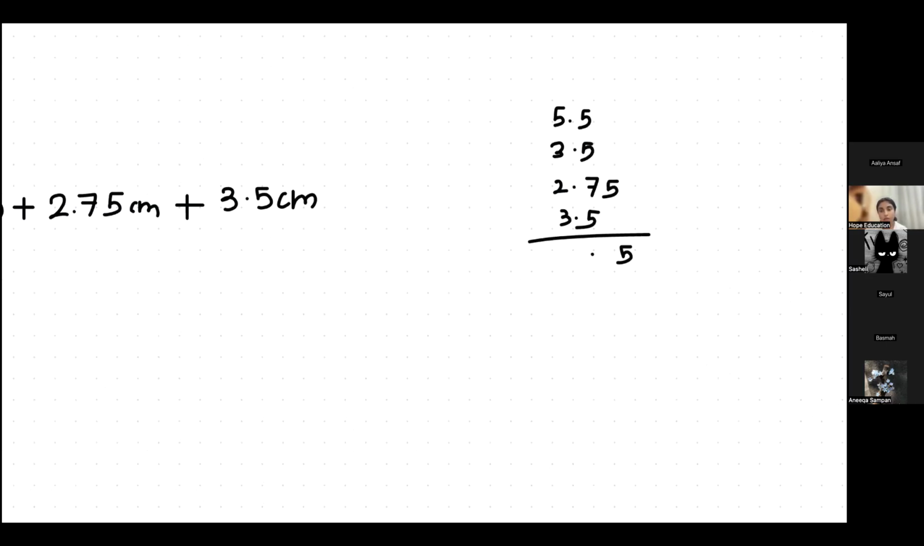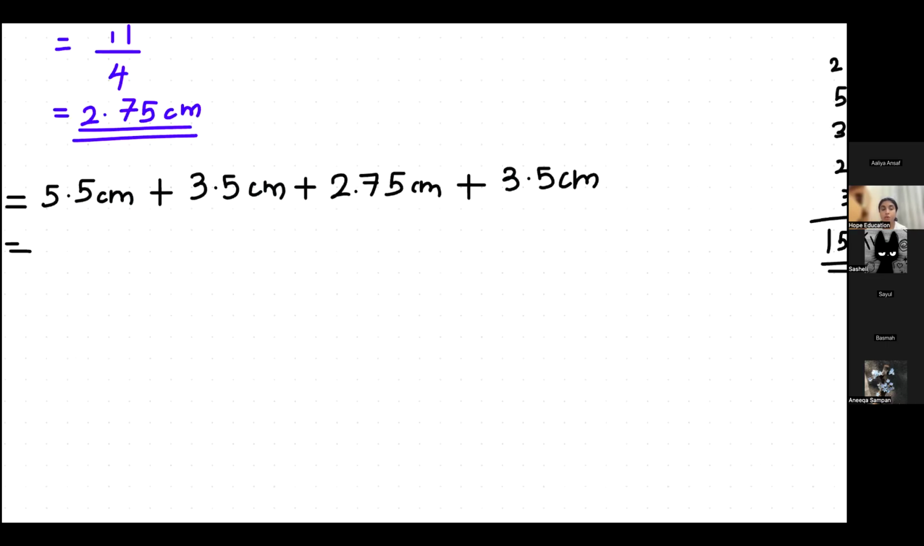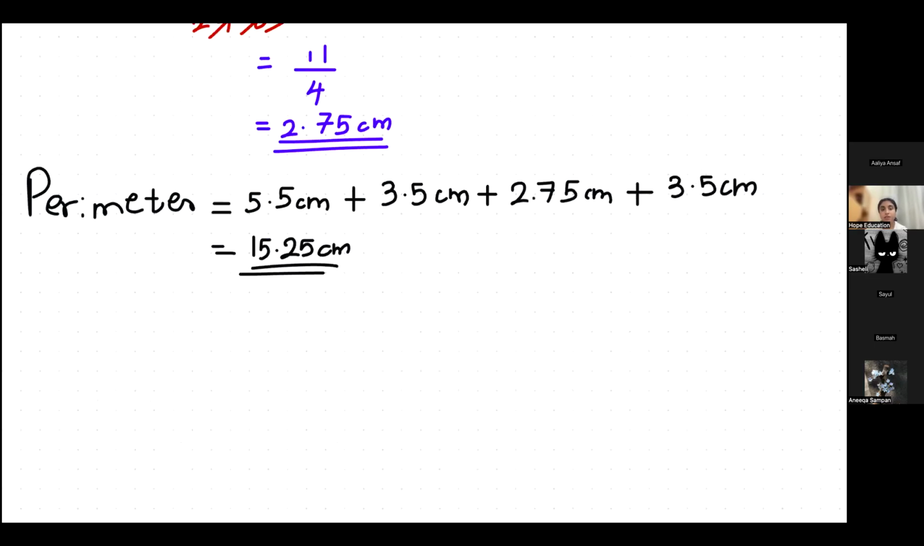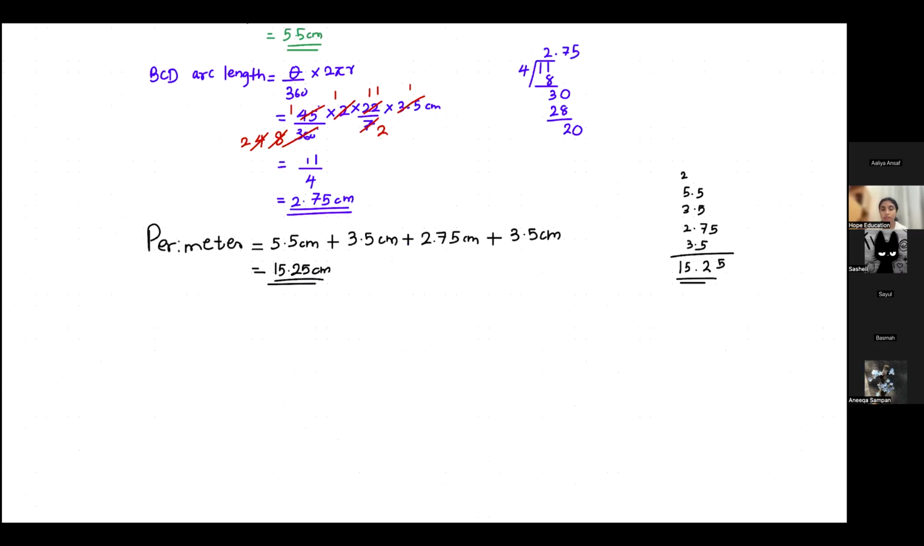I put down 2, and 2 is remaining. 2 plus 5 is 7. 7 plus 3 is 10. 10 plus 2 is 12. 12 plus 3 is 15. That is 15.25. So the perimeter you get is 15.25. The perimeter of the shaded region is what you got, 15.25. Did you all get that?